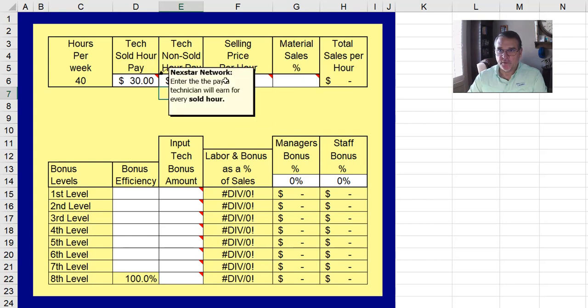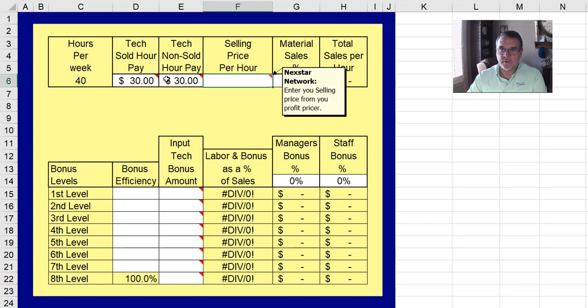So if it's $30, put $30 in both of them. Work with your business coach if you want to use this feature differently. They can walk you through that, he or she.